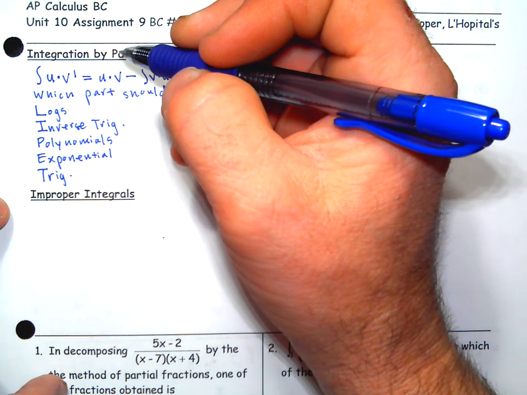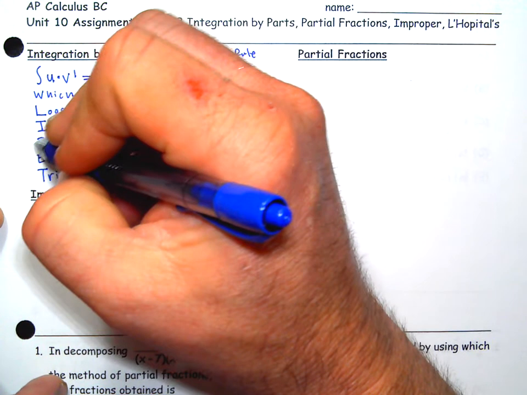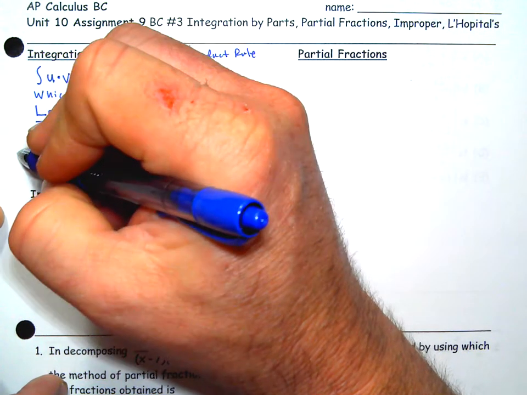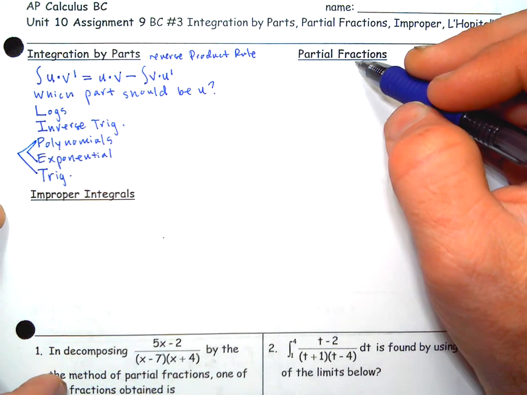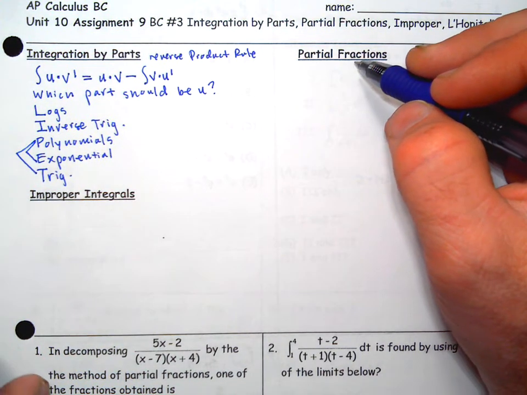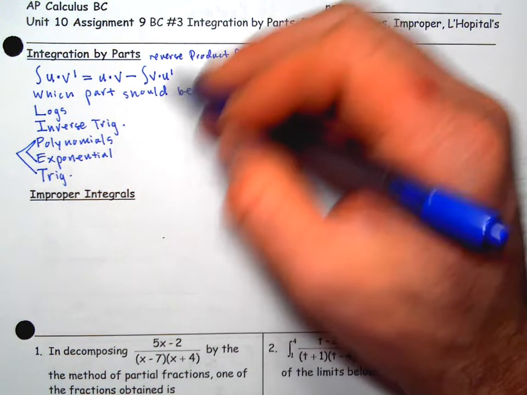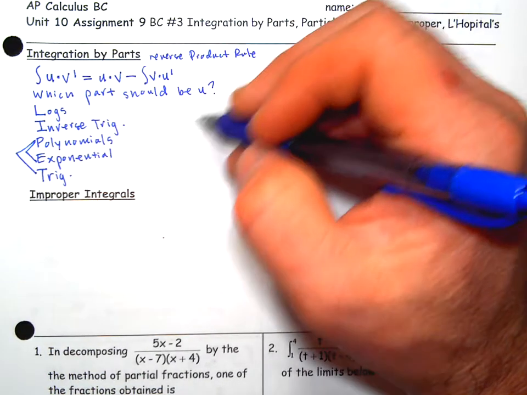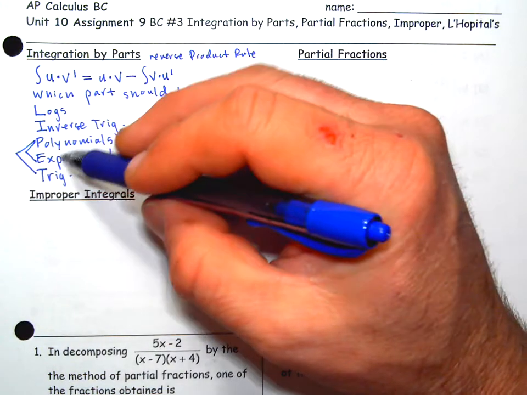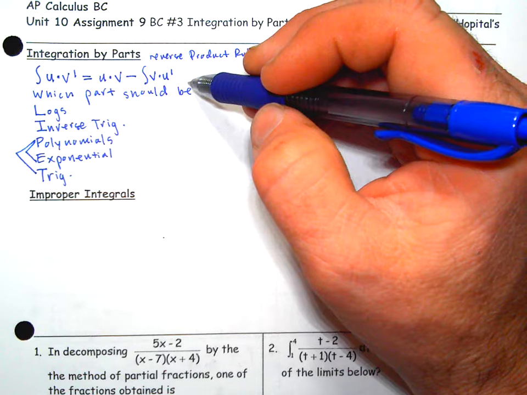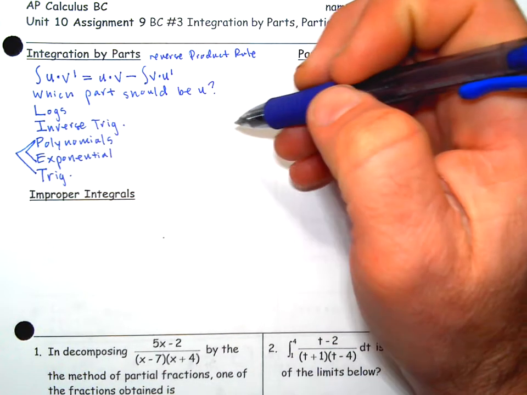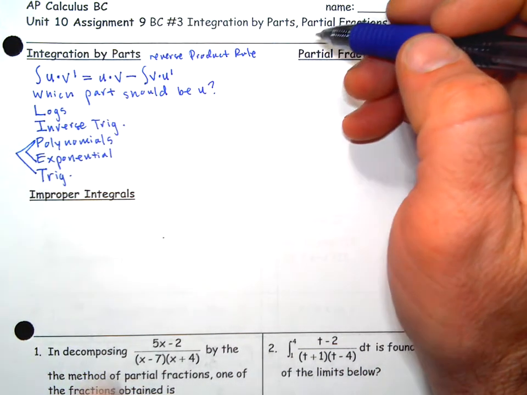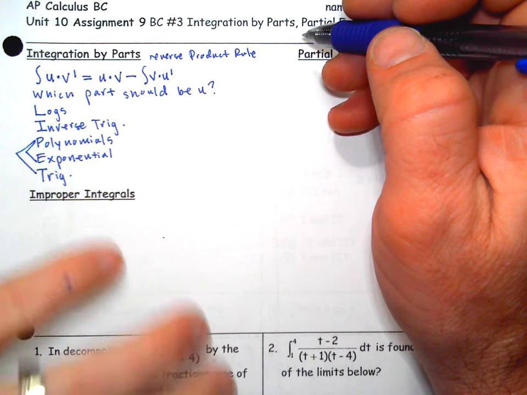There's a shortcut that we can use for poly-expo or poly-trig. It's generally worth it, because we might have to use this process multiple times. Poly-expo, poly-trig often comes up when poly is your u. And so there's a nice shortcut. So we'll do some of those.